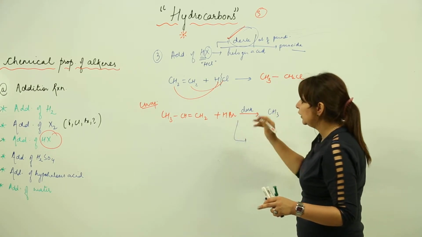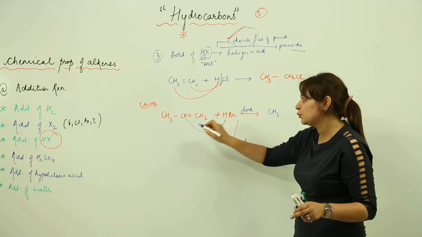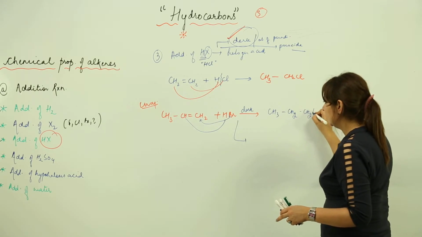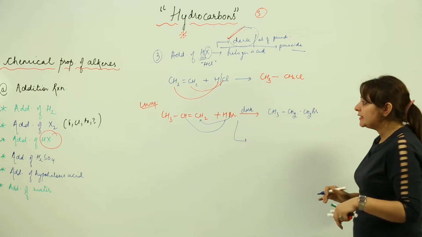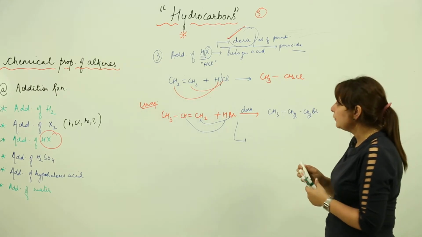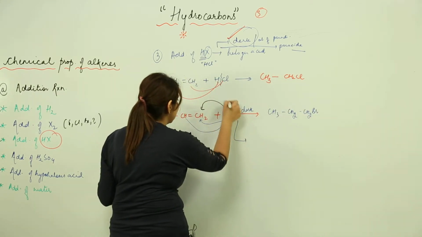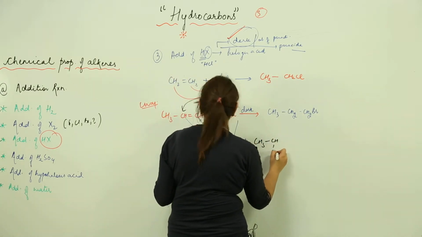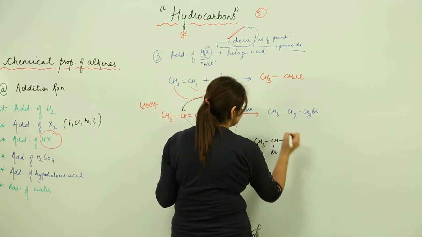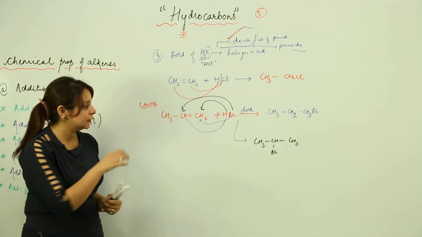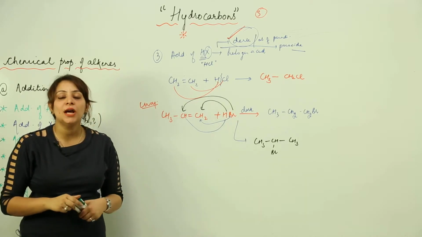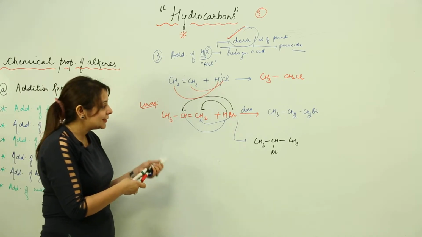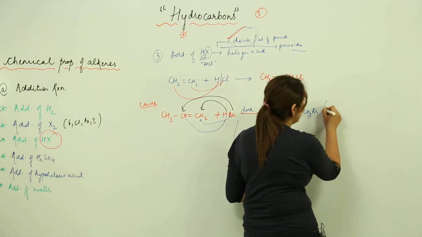In the first, I am going to attach H to this place and the negative part Br to this place. So I get this product. In the second, this time I attach H to this place and Br to this place. So I get CH3 CHBr, the bond becomes single, and we get CH3. Now you can do the addition in two ways. Out of these two products, which product is stable, or which will you consider? At this time we obey Markovnikov's rule.